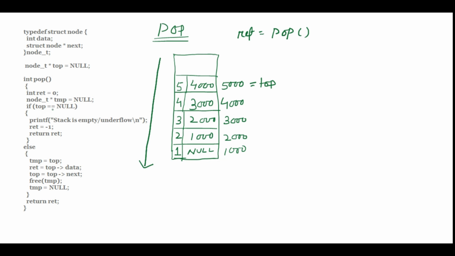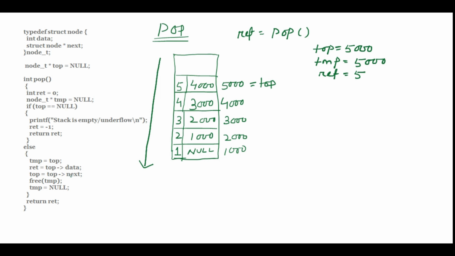Now you are checking whether top equal to null. This check is basically to check whether the stack is empty or not, or stack underflow. Here, top equal to 5000, which is not empty. So you come to the else condition, because the if condition does not satisfy. So temp equal to top. Now temp will be 5000. Then ret equal to top of data. Top is 5000. 5000 of data is 5.